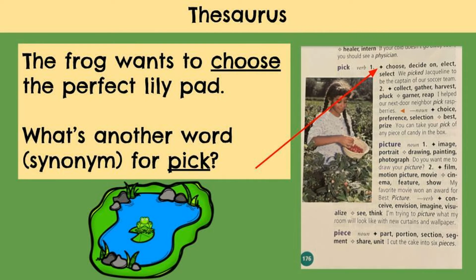A, B, C, D, E, F, G, H, I, J, K, L, M, N, O, P. There we go. I found the word pick on one of the P pages. Now I'm going to look for a synonym for pick, and I see the word choose. The frog wants to choose the perfect lily pad.